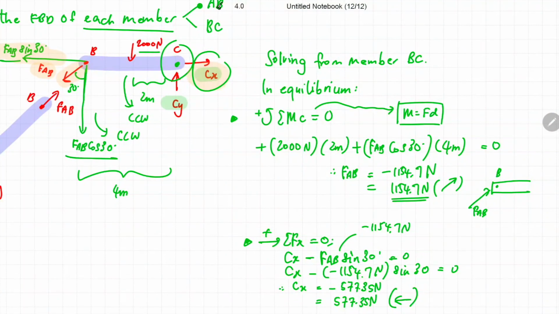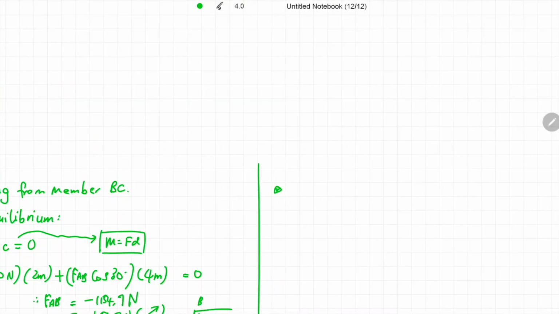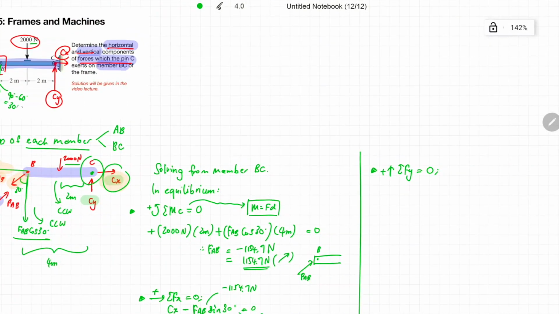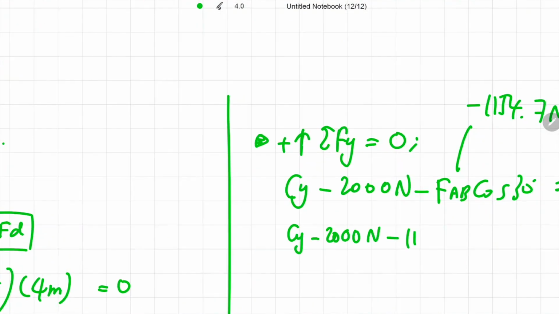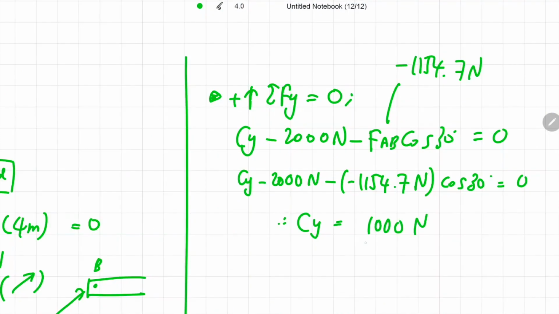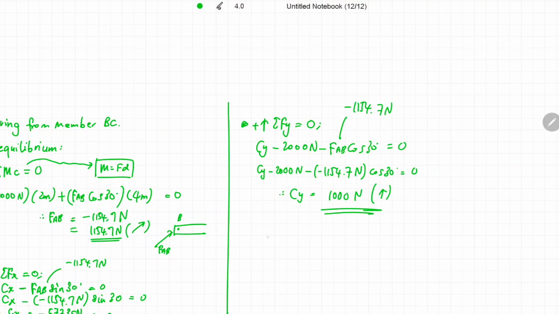Okay? As the final step, let's apply the equilibrium condition in the y direction pula. I think you should master this technique very well lah. We've been repeating it every single exercise. Okay, so try to do this on your own. You will get the magnitude of Cy to be 1000 Newton and the direction of Cy is upward. Okay, dah siap.